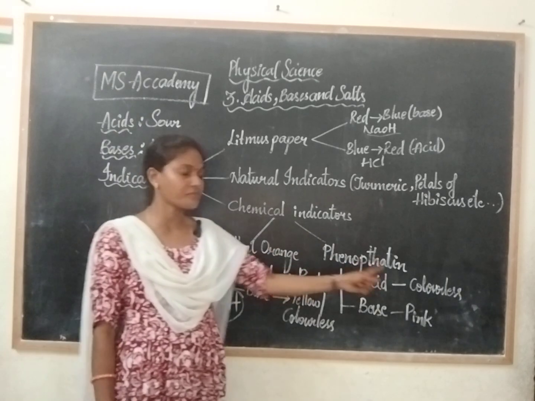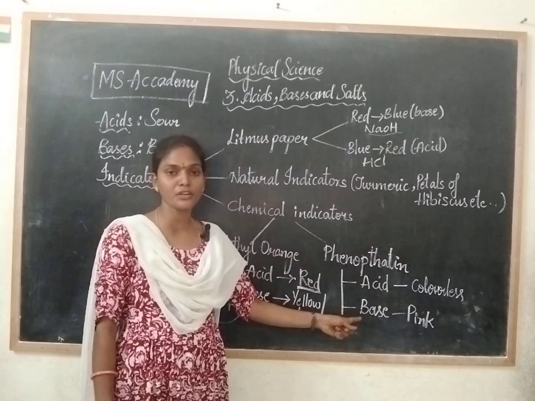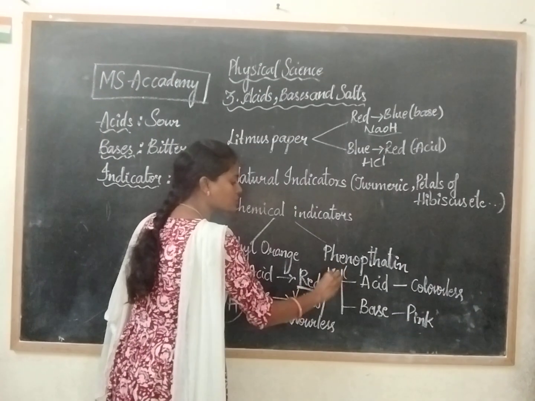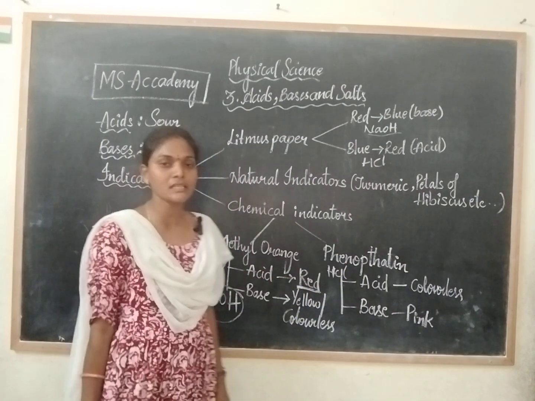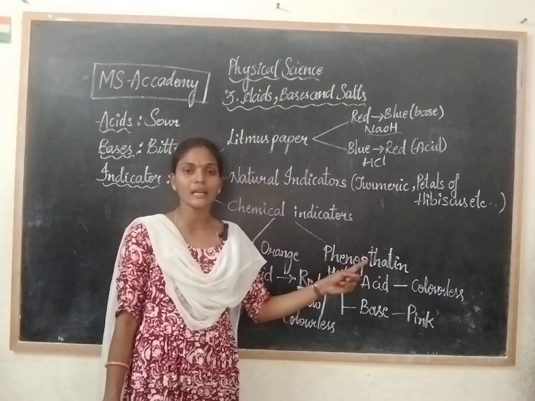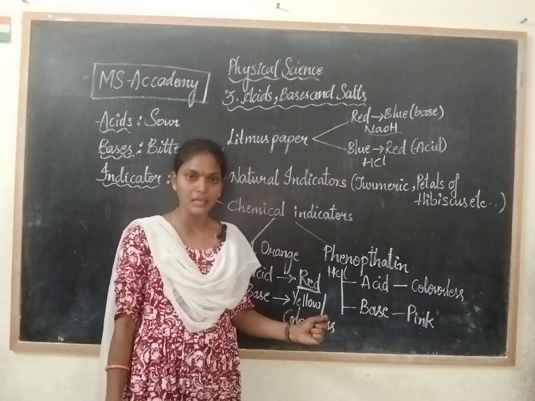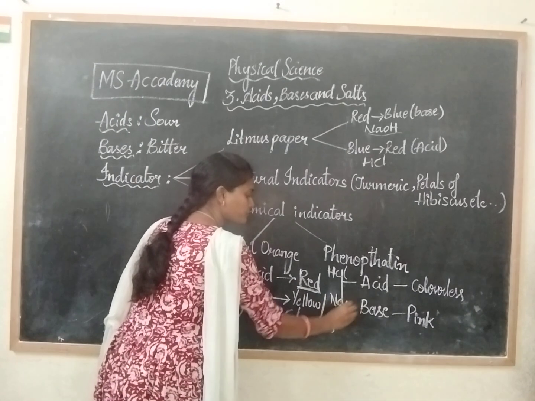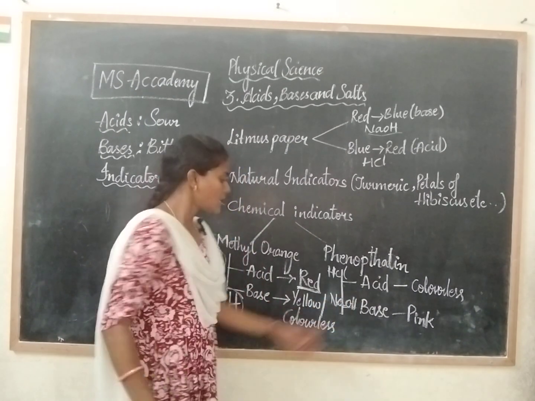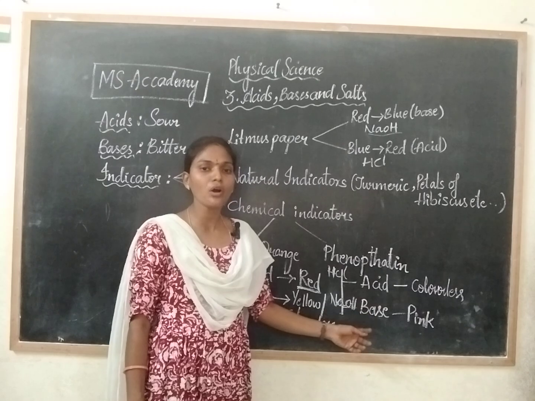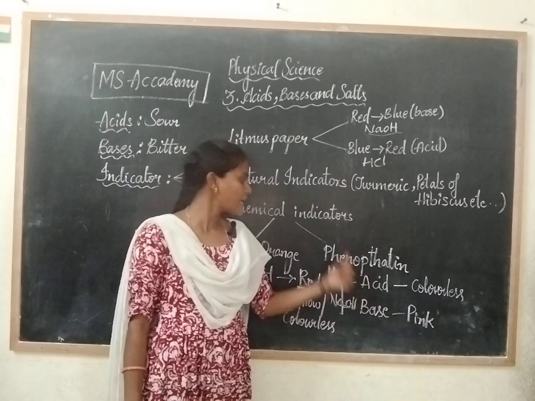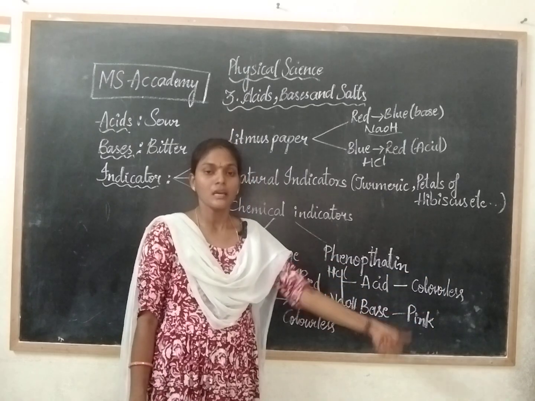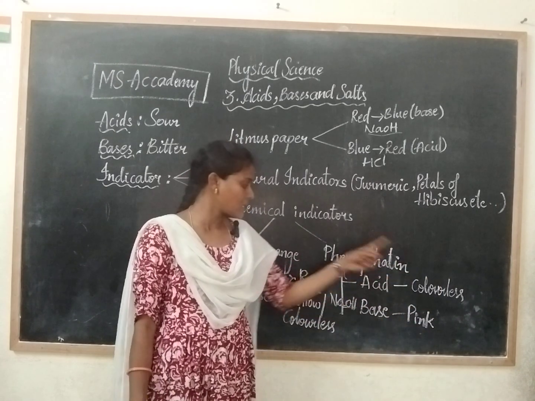Next, let us take phenolphthalein. What is the use of phenolphthalein? When I take HCl and add 2 or 3 drops of phenolphthalein, if it gives colorless, if there is no change in the color, then it is an acid. Now I am taking NaOH. We all know that NaOH is a base. When I add phenolphthalein indicator to that, it changes to pink color. If it changes to pink color, then it is a base.